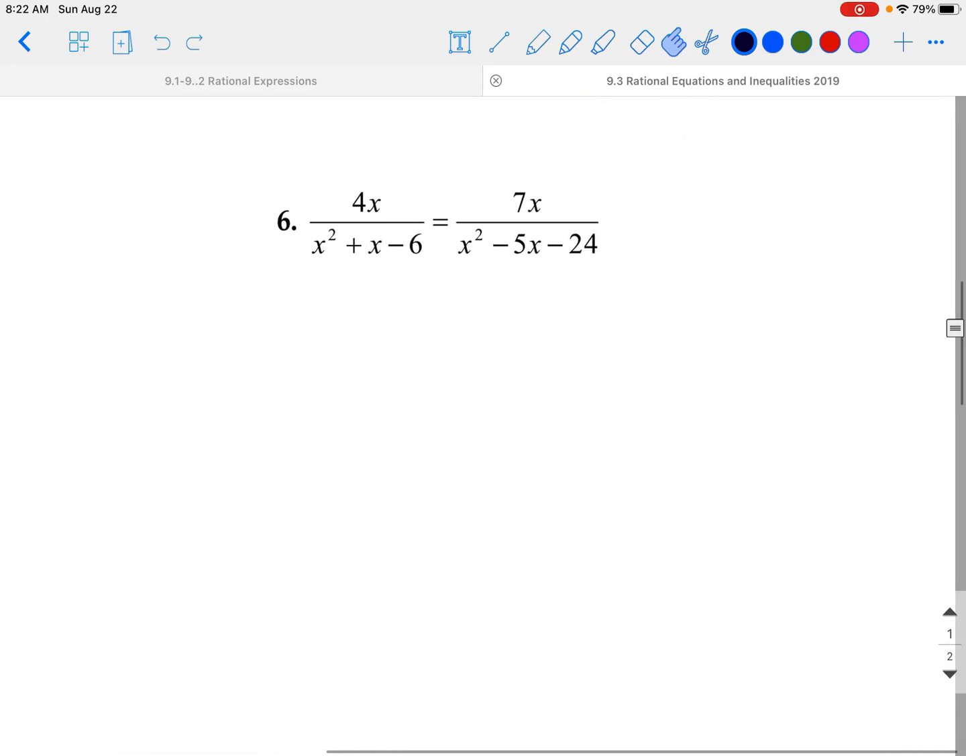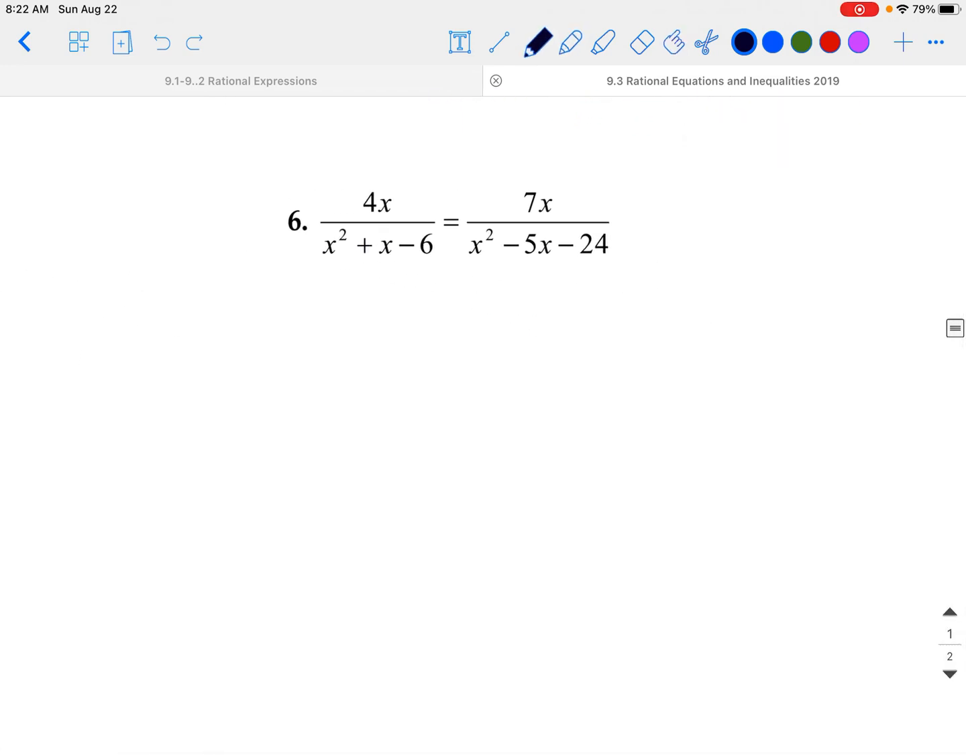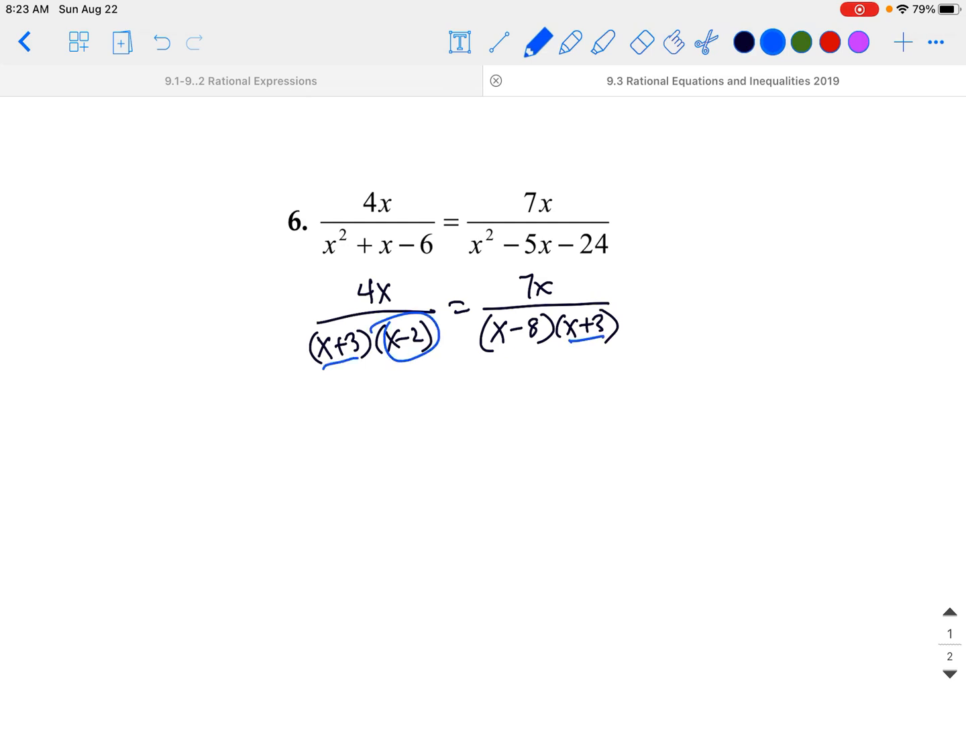All right, so the last one we're going to look at is number 6. So for number 6, we definitely want to factor things, it looks like. So we'll have x plus 3 times x minus 2 on the left rational expression. And then on the right-hand side, we'll have x minus 8 times x plus 3, I think. Yep, that should work. And so now we can see that each one of these has an x plus 3, which means we only need to really multiply by the missing factors here on either side. You could also cross multiply, but you're going to get cubics, so I wouldn't recommend that. But again, it's totally up to you.